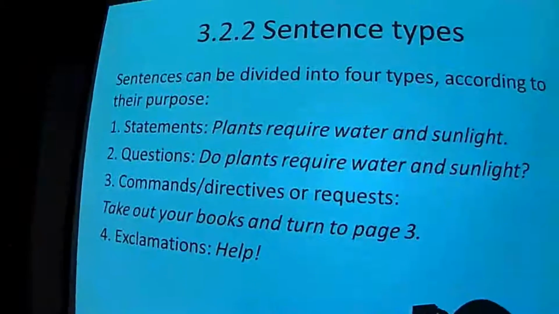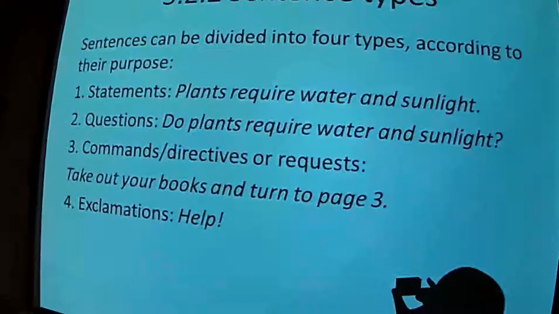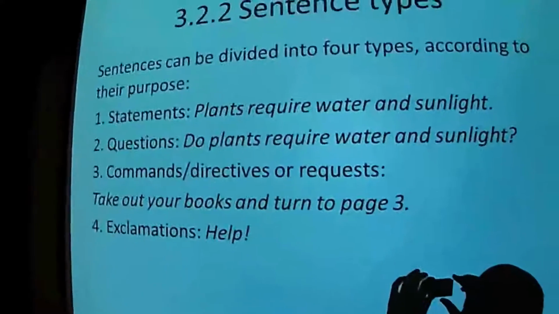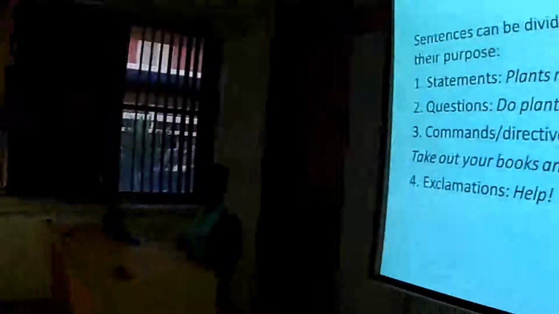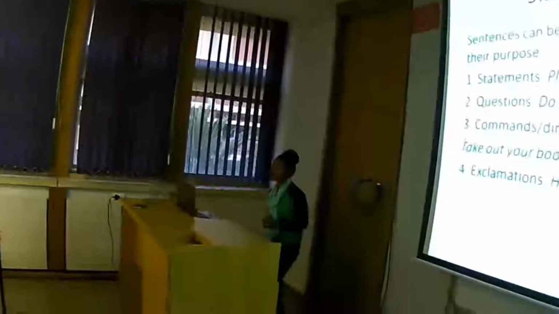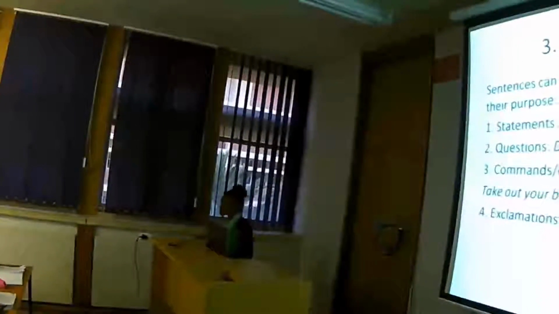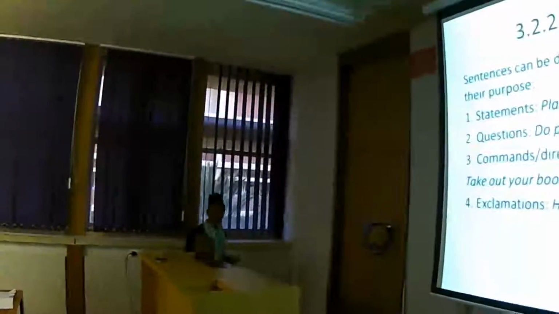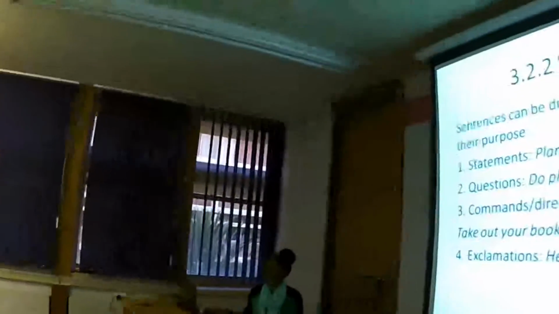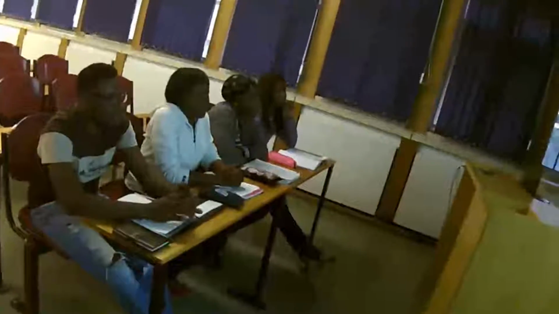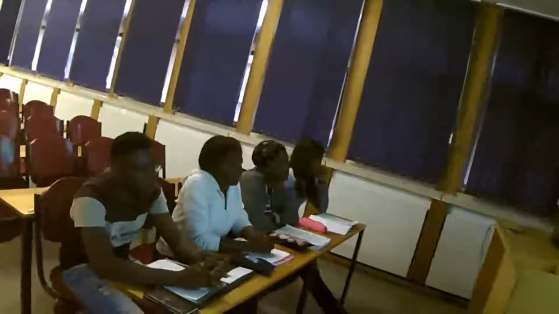Another type of sentence are questions. For example, do plants require sunlight? That is a question. You can tell I am asking you a question. And a command is, for example, when you say, take out your book. I'm commanding you to do that. Get outside. It is also a command. Exclamation, for example, you are yelling and you're saying, help! That is an exclamation sentence.